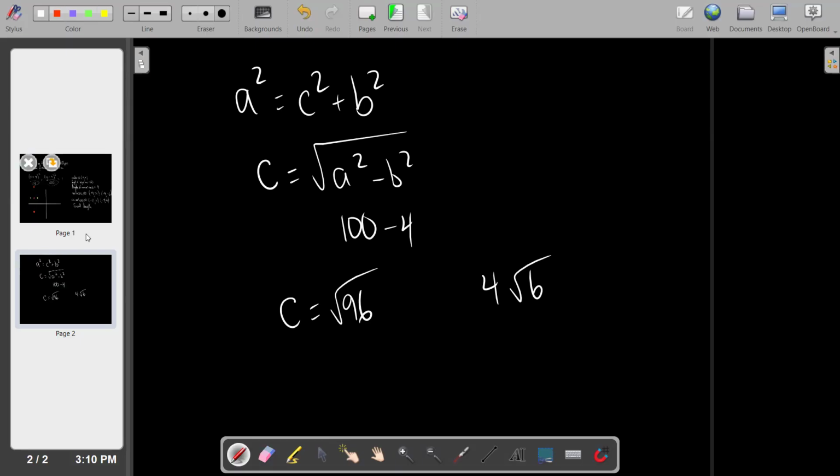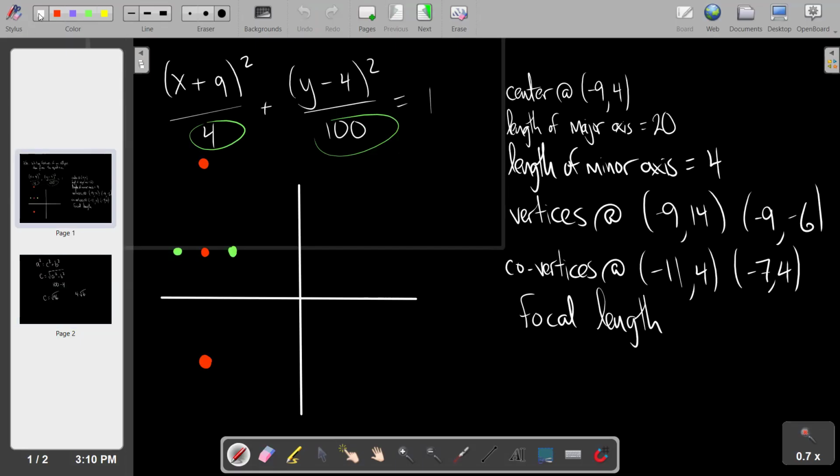Okay. So going back to my other page, I can say the focal length is equal to 4√6. This is an upper level math class, but I still would be remiss if I didn't ask: do you have any questions how I got 4√6, breaking down the square root of 96? Okay. The reason we do the focal length first is because that's what's going to enable us to find the foci.